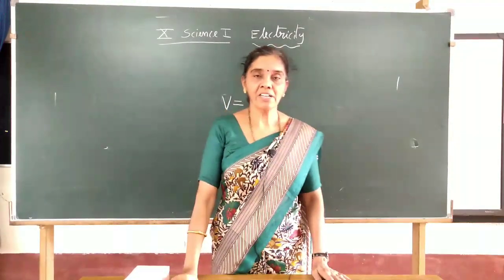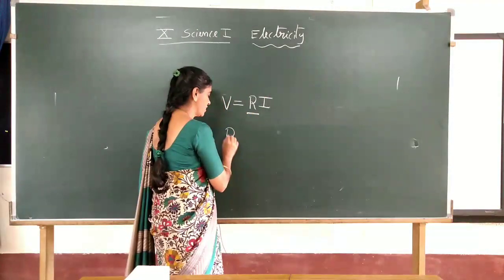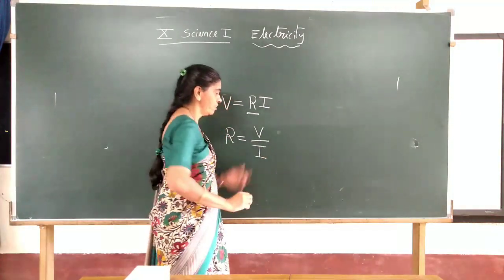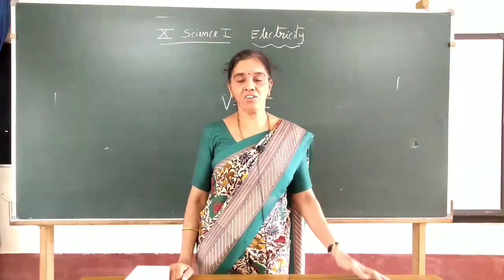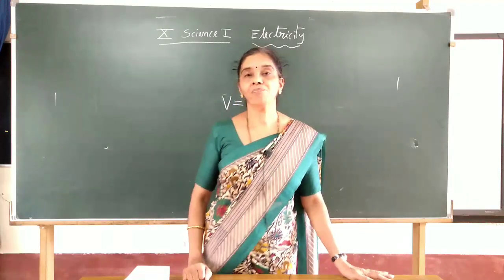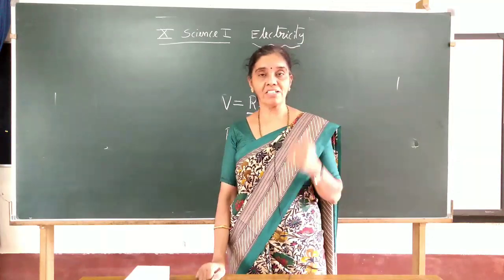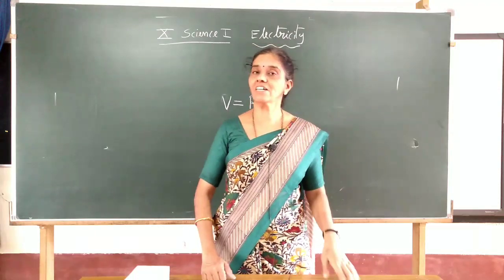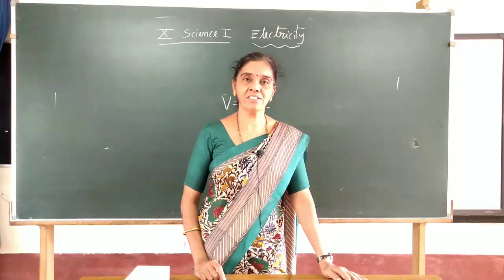of that particular conductor. And if you write R, it is nothing but V by I, the ratio of the potential difference and the current flowing through the circuit, which is a constant term. It depends on the material of the conductor itself, and that is called resistance. The property of the conductor to obstruct or resist the flow of electric charges is called resistance. Ohm is the SI unit of resistance.